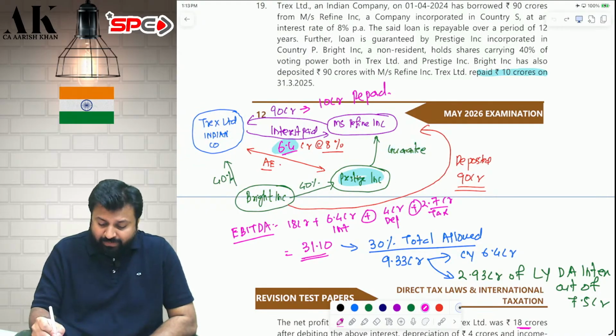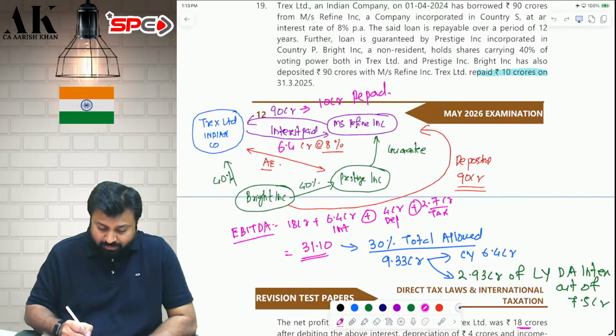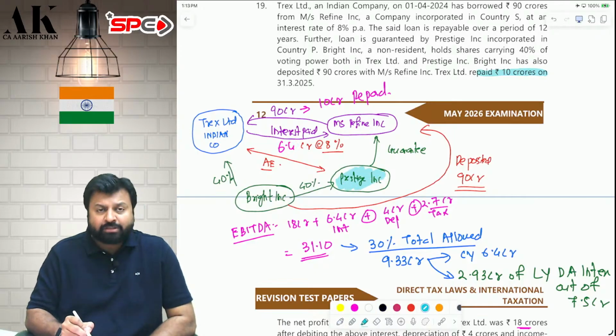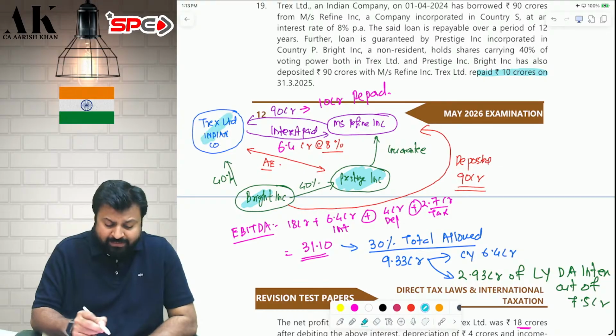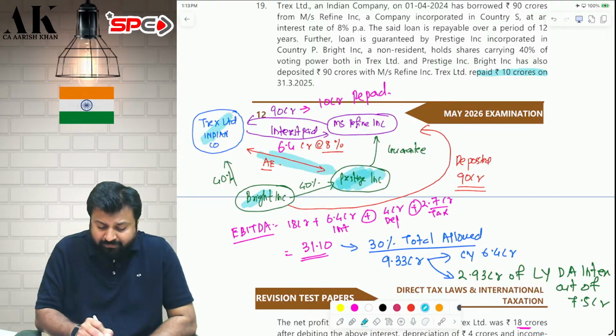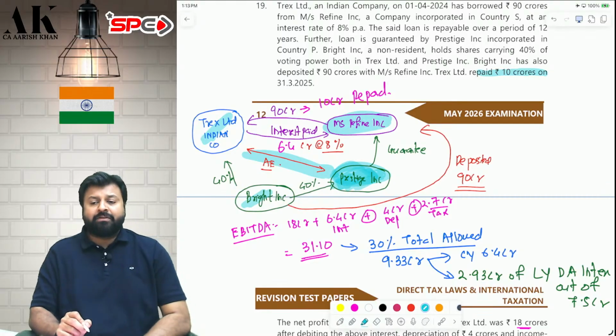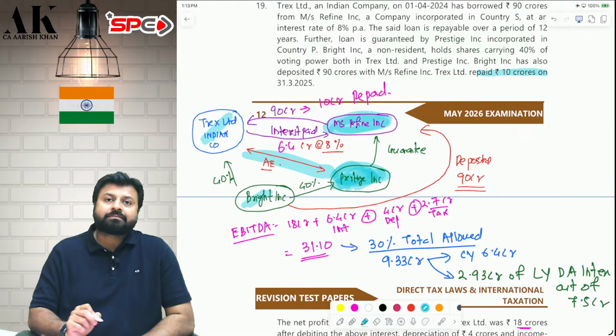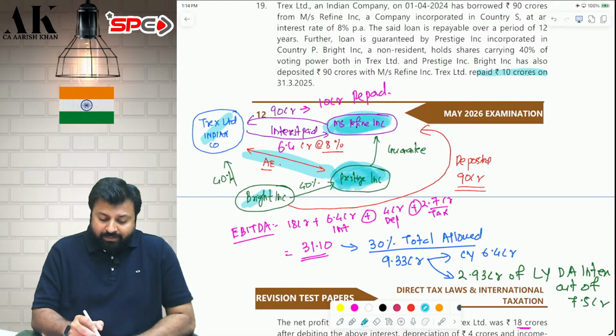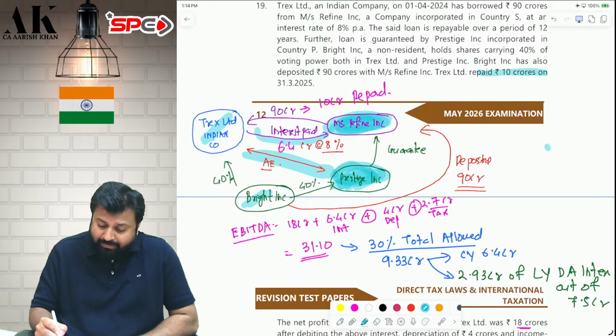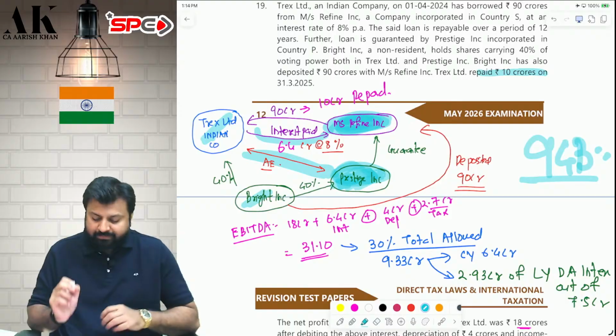So again, I am saying, Prestige is eventually our associate enterprise. Why? Because Bright holds 40% in us and 40% in Prestige. Therefore, we and Prestige are associated. An associate entity gives a guarantee to Messrs. Refine Inc. Therefore, the interest paid to Refine Inc. will come under limitation of interest under 94B.